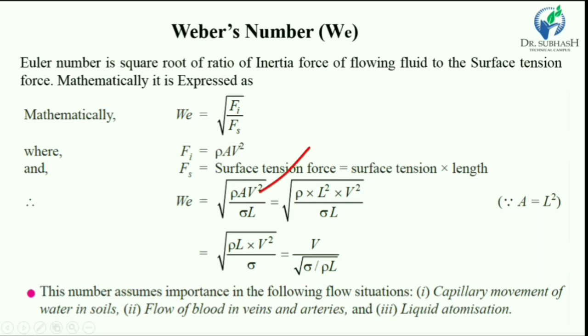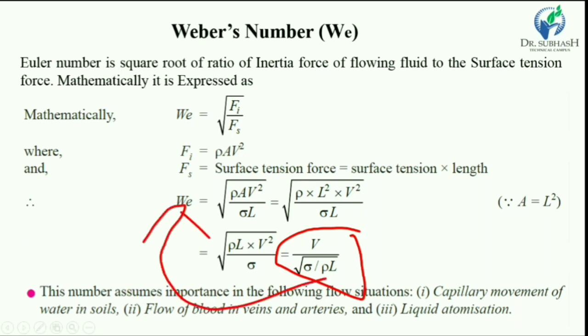Now put both the equations of both forces: rho A V square for inertia force, and for surface tension force, sigma into L, surface tension into length. Now area is defined by L square. So L and L cancel, and the remaining entity is the square root of rho into L into V square upon sigma. Now rearrange the equation as on slide, and this is the final equation of Weber's number.